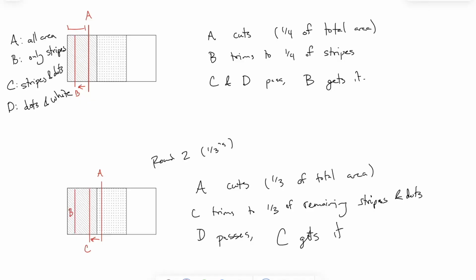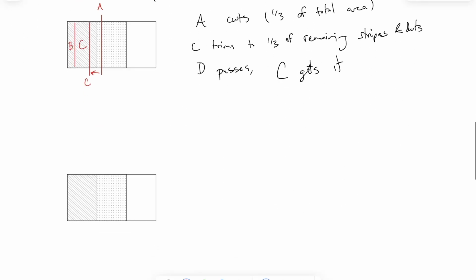So C gets it right here. That piece goes to C. All right. We're almost done here. Now there's only two people left, A and D, and they just do the two-person half-Cs.